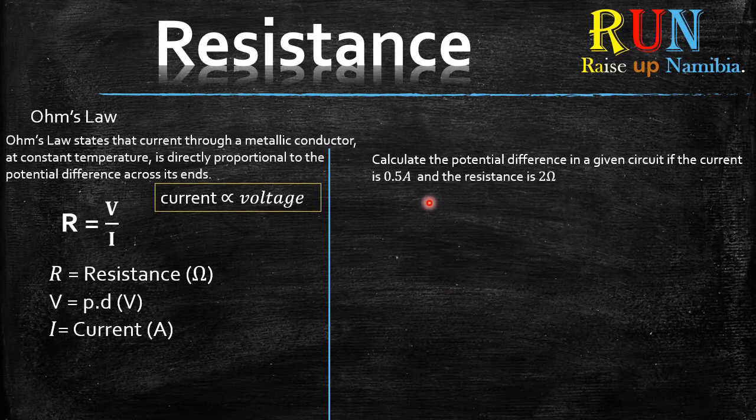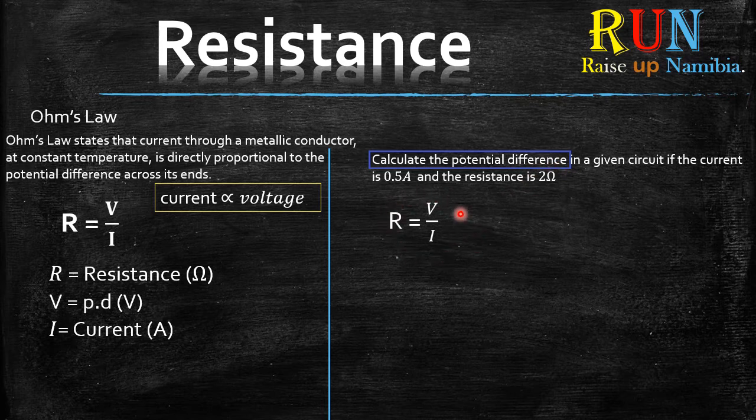Now here you are asked to calculate the potential difference in a given circuit if the current is 0.5 amps and the resistance is 2 ohms. Now again, when you bring out your formula, you always want to check or reread your statement. Sometimes you need to reread to understand what you are asked. So ask yourself, what are you asked to calculate? You're asked to calculate the potential difference.